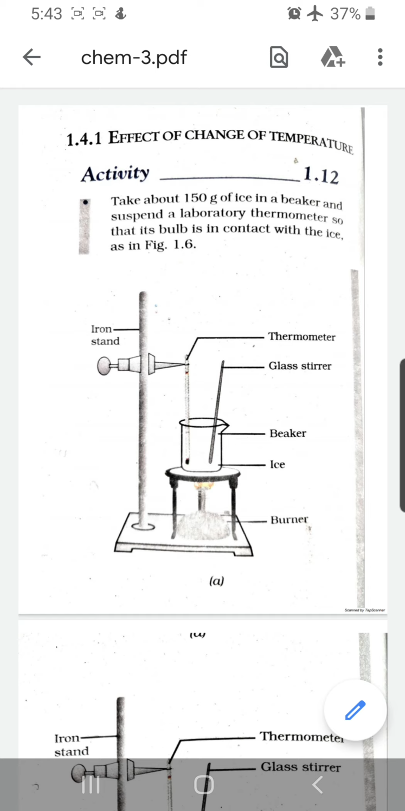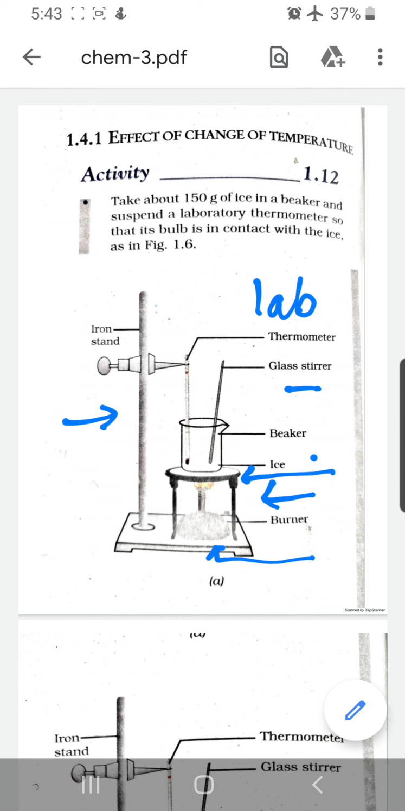For this experiment, what we need is a tripod stand, a Bunsen burner. Over the tripod stand, we place the wire gauze. Over the wire gauze, we place a beaker containing ice. In the beaker containing ice, a glass stirrer, a stirrer rod, or simply the stirrer is placed. A thermometer, and this thermometer is the laboratory thermometer, is hung into the beaker with the help of the clamp stand or the iron stand.